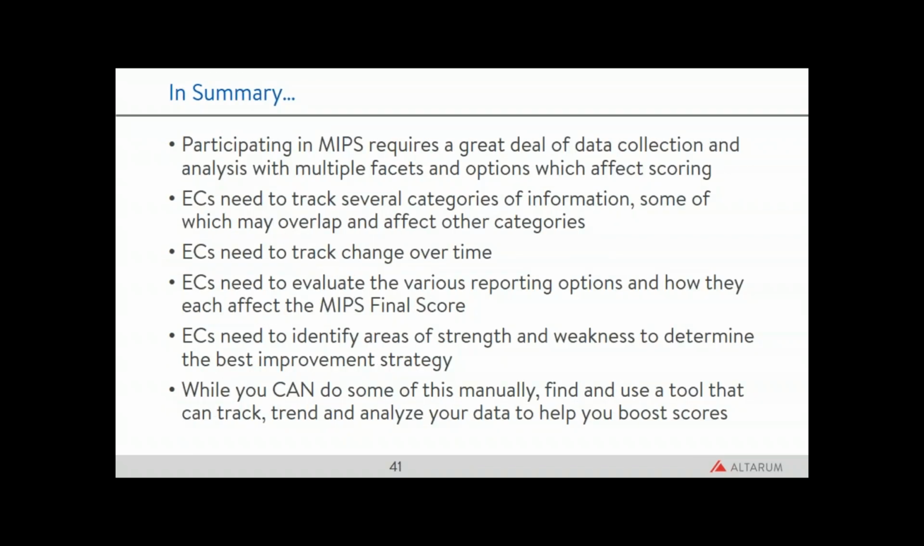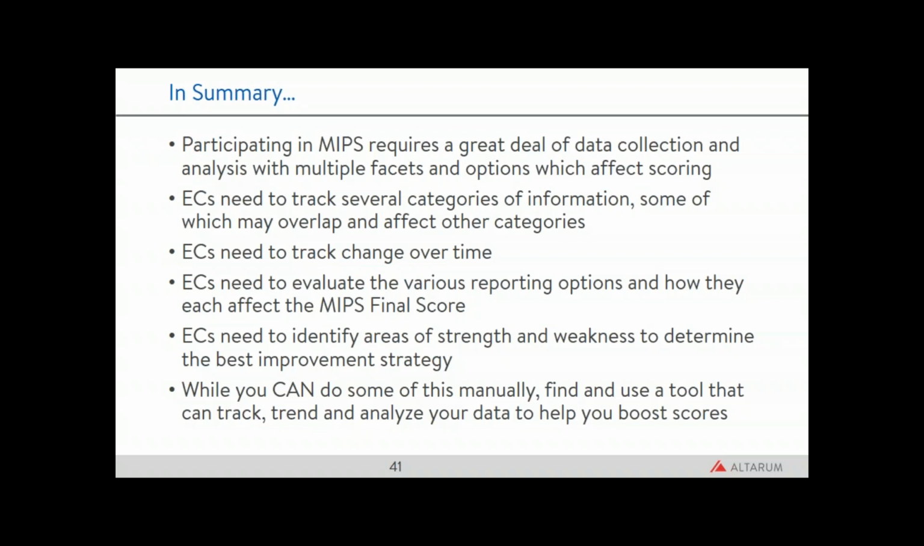So to wrap things up, as you can see, participating in MIPS requires a great deal of data collection and analysis with all these different facets and different options, and every one of them is going to affect that final score. So you need to be able to track several categories of information, some of which may overlap and affect other categories. It's really complex. You need to be able to track those changes over time. You need to be able to evaluate the various reporting options and how they're going to affect that MIPS final score, especially under that quality category. It makes a massive difference.